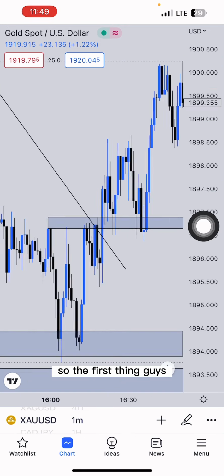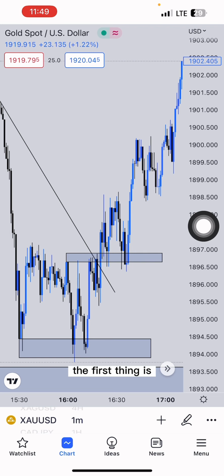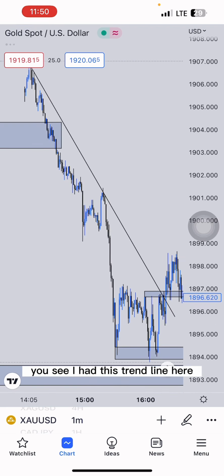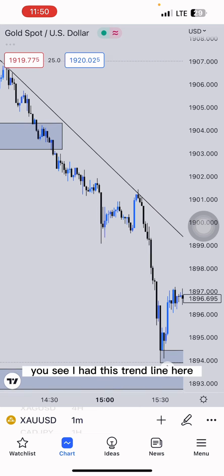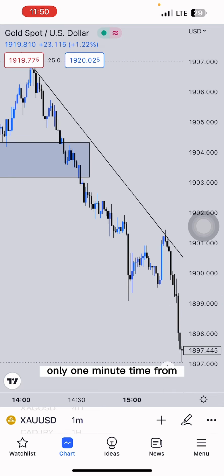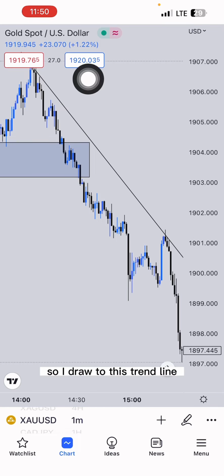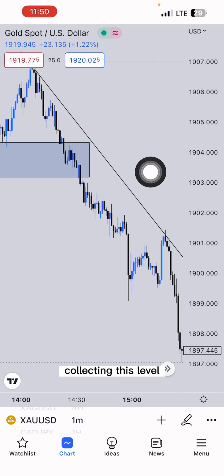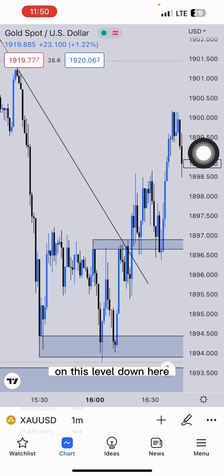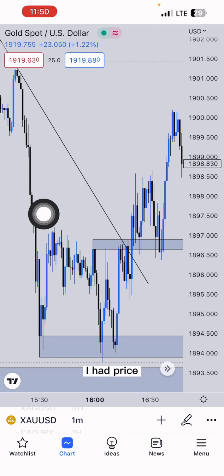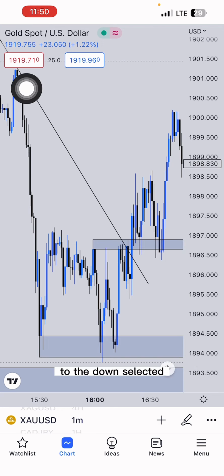So the first thing, guys, is I drew the trend line. I first drew this trend line, and I'm doing all of this on a 1 minute time frame. Since I'm scalping, I want to work with a time frame where there is a lot of noise. So I drew this trend line connecting this level and this level down here. So price had this impulsive move to the downside like this.